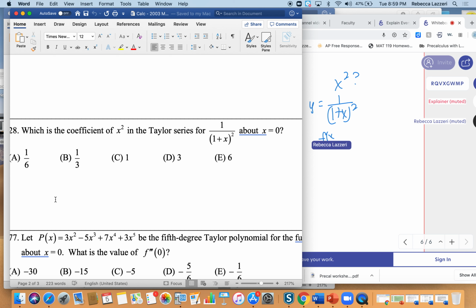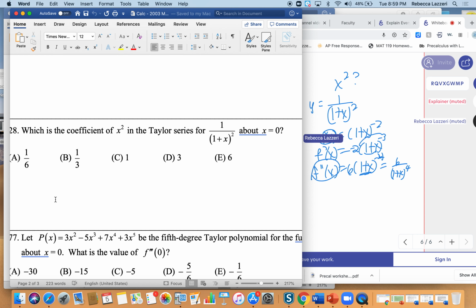In other words, I have f of x is equal to (1 plus x) to the negative 2. F prime of x is negative 2 times (1 plus x) to the negative 3 times the derivative of the inside, which is 1. F double prime of x is going to be 6 times (1 plus x) to the negative 4 times the derivative of the inside, which is just 1. So this second derivative is 6 over (1 plus x) to the 4th.